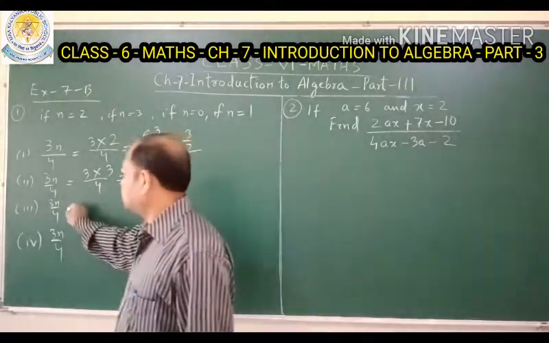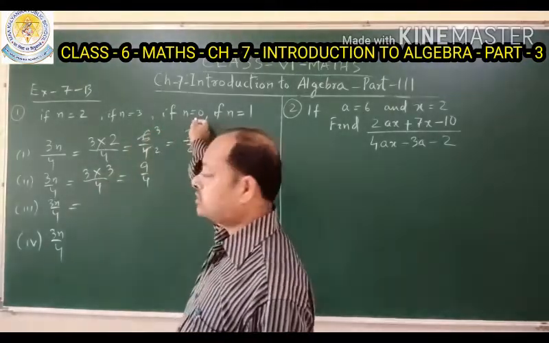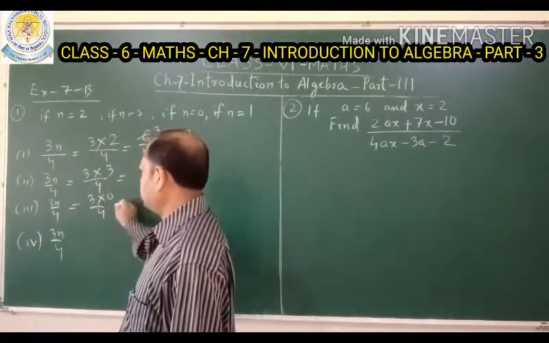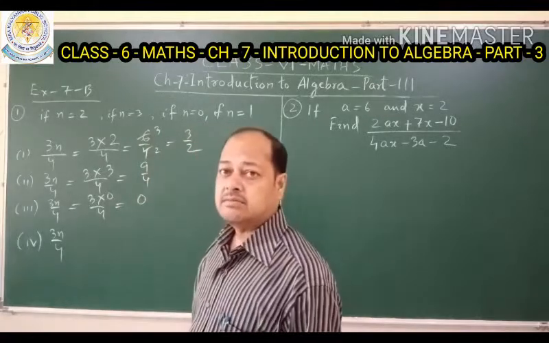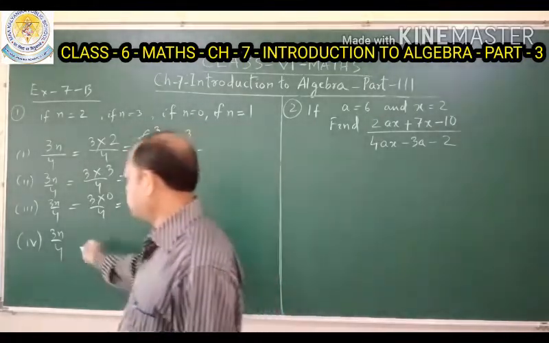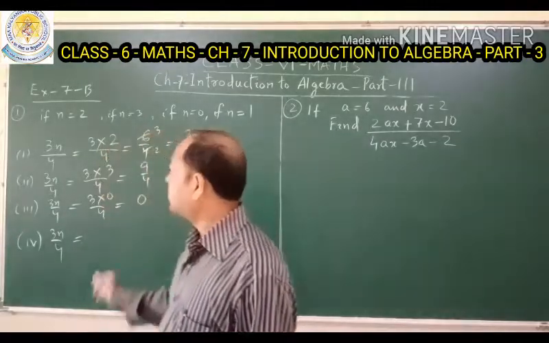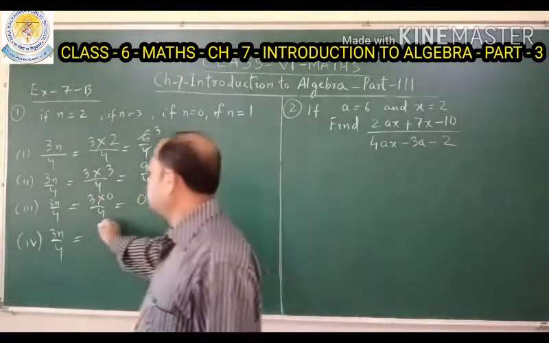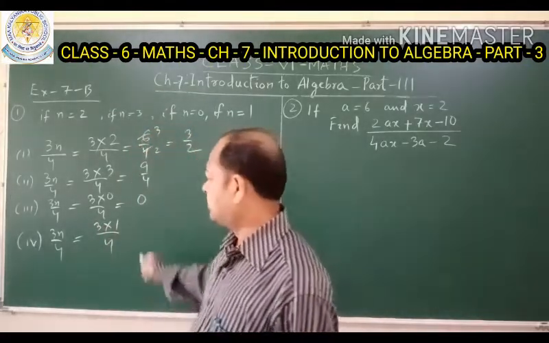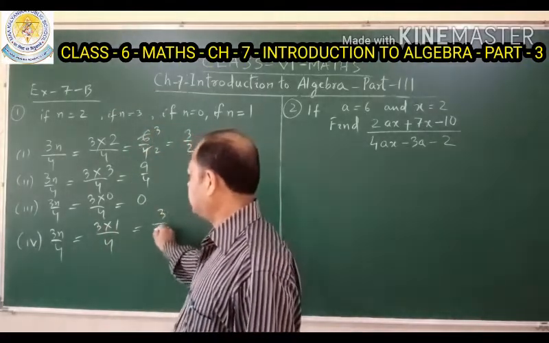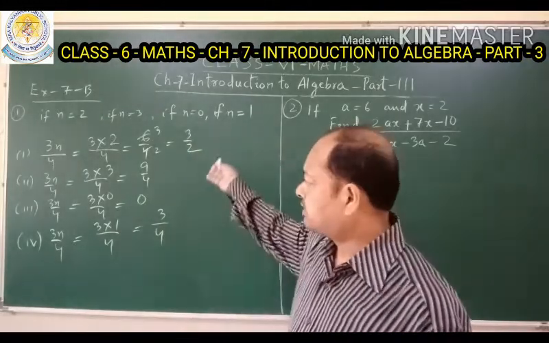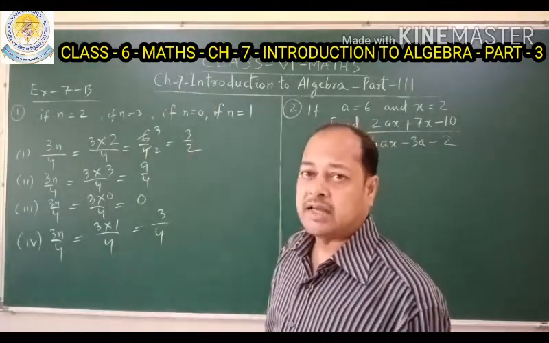Now see the third condition, that is when n equals 0. When n equals 0, it means 3 into 0 upon 4. Definitely the answer will be 0. Now look at the fourth condition, when n equals 1. So put the value of 1 in place of n, you will get 3 into 1, 3 upon 4. Okay. So here we got 4 different values according to the value of n.